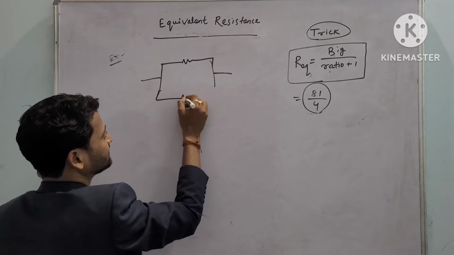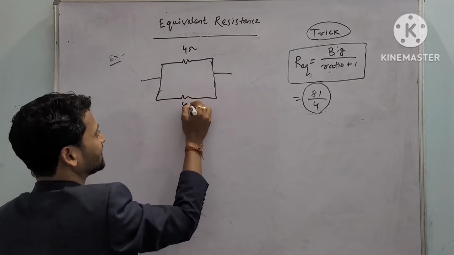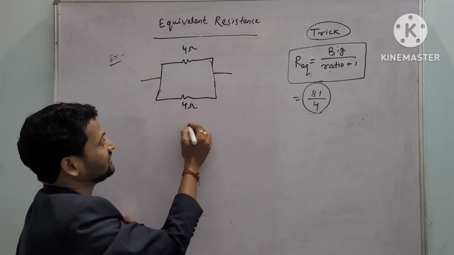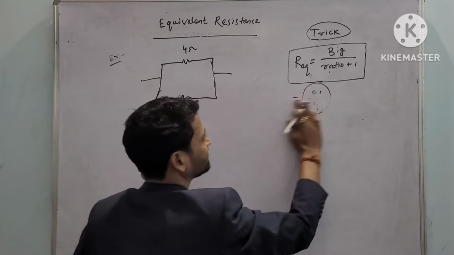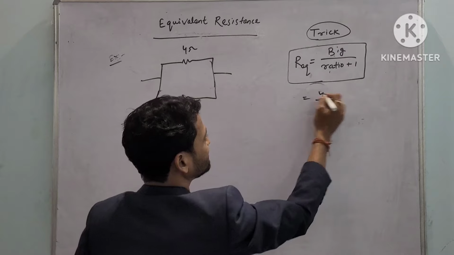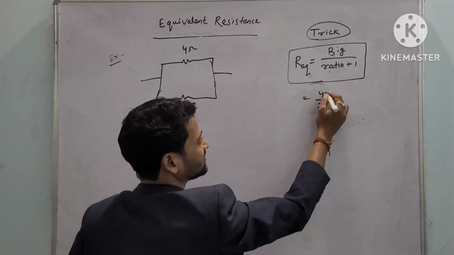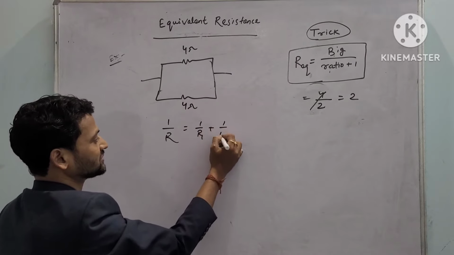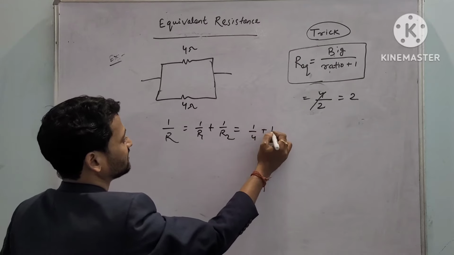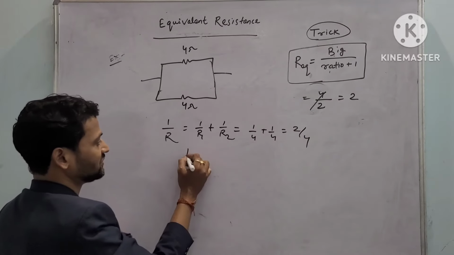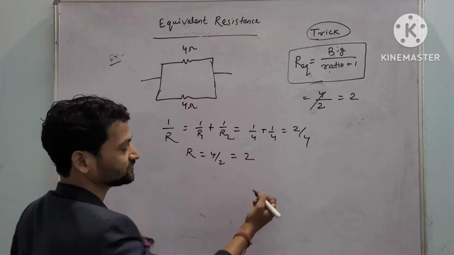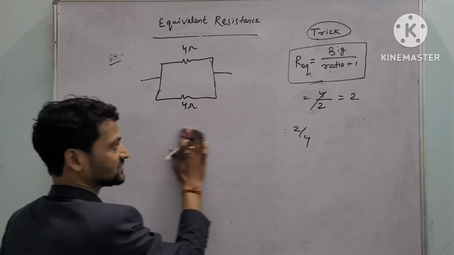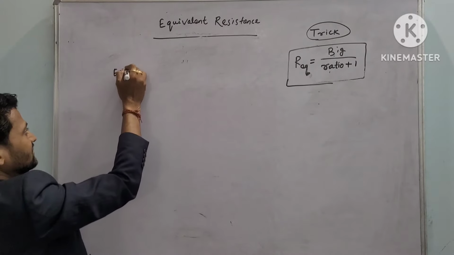Let us take an example. Let we have a 4 ohm resistor and a 4 ohm resistor. What is the answer? I can get it using the shortcut. The big one is 4, either one. What is the ratio? 4 by 4 is 1. 1 plus 1 is 2. So the answer is 2. Or else you can go for the traditional method: 1 by R is equal to 1 by R1 plus 1 by R2, so 1 by 4 plus 1 by 4 is 2 by 4, so R is 4 by 2. The answer is 2. So what you conclude from here: if two equal resistors are connected in parallel, the answer is half of that. Let us take one more example.